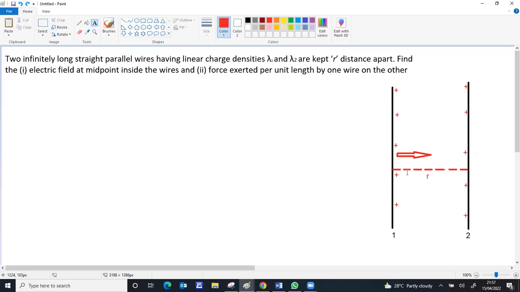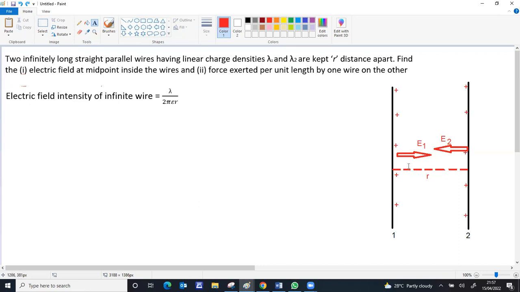The electric field intensity due to the first wire will be towards right because it is a positively charged wire. If you leave a positive test charge, it will be repelled and pushed towards right, E1. At the same point, the second wire will push towards the left, away from the wire, E2. Both are in opposite directions. The electric field intensity for a straight wire is lambda by 2 pi epsilon r, epsilon 0 if it's vacuum or air.